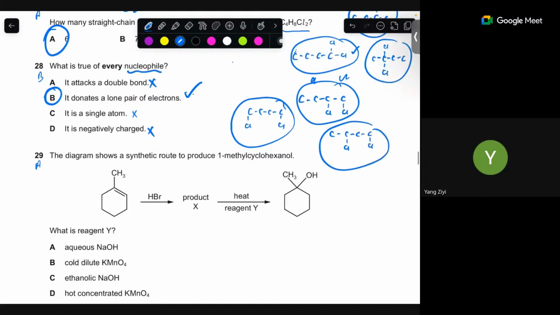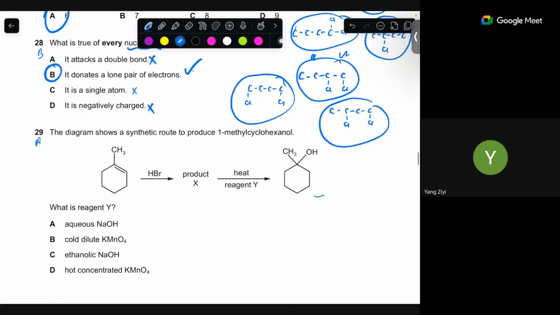Now the diagram shows a synthetic route to produce this methyl cyclohexanol. What is reagent Y? So here, when you use HBr, what happens? If you want OH here, it means Br must come somewhere here. So the product X is supposed to be something like this: CH3, and then the Br came over here, the H came here, the double bond is broken already.